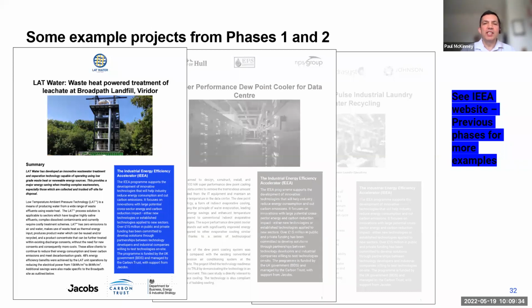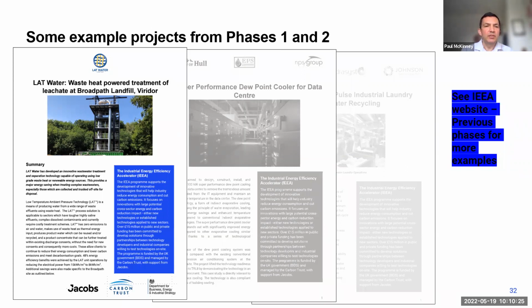So I've included a couple of case studies from phases 1 and 2. This first one highlighted here, this case study is on the website. We had a partnership between the technology developer called LAT Water and Viridor, the utility water and waste treatment company. That demonstrated a new wastewater treatment and separation process, which is powered by low-grade waste that was available on the site. And that provided nearly 50% electricity benefit on the site, and also downstream other savings, transportation and other cost savings. So that was a good example of a project which wasn't located as such on an industrial site, but where the technology has wide industrial application.